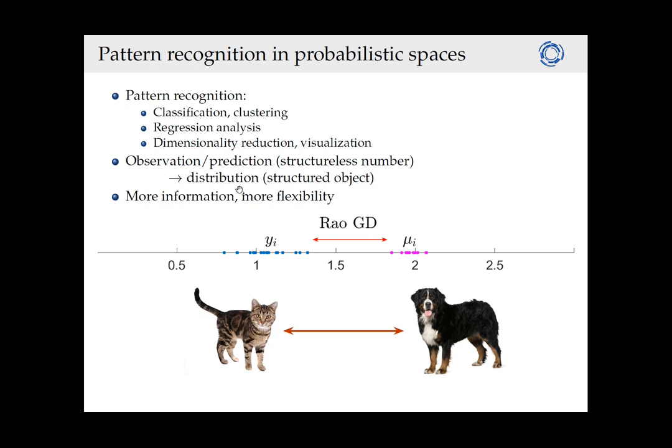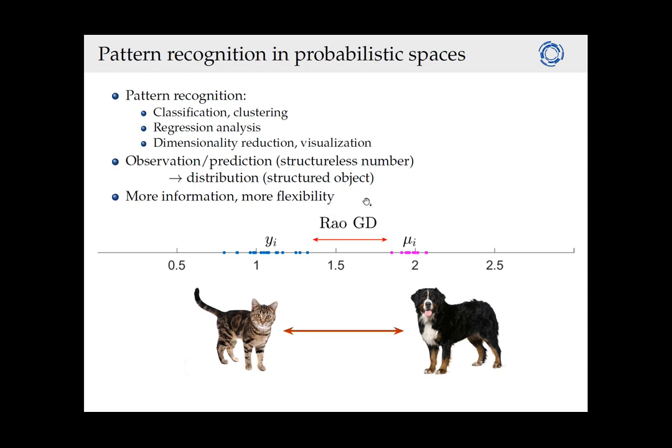Now this information, as we will show, is important in doing pattern recognition in spaces of uncertain data. It gives you more information, but we will also show that it gives you more flexibility in neglecting deviations from the underlying model.